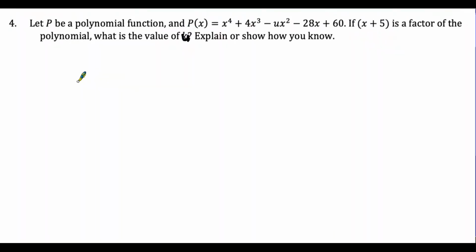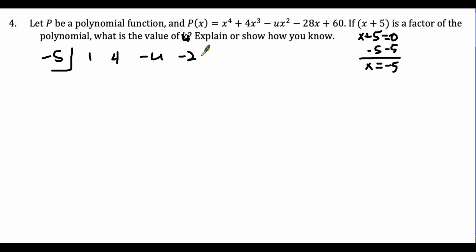All right, so I want to think about setting this up using synthetic division. So first of all, if x plus 5 is a factor, we have to think, well, what value of x is going to make this factor equal to 0? Well, subtract the 5 over, and we get -5. So -5 is the value that's going to go up in my box up here. Then I just need to list out the coefficients of my polynomial. So 1, 4, -u, -28, and 60.